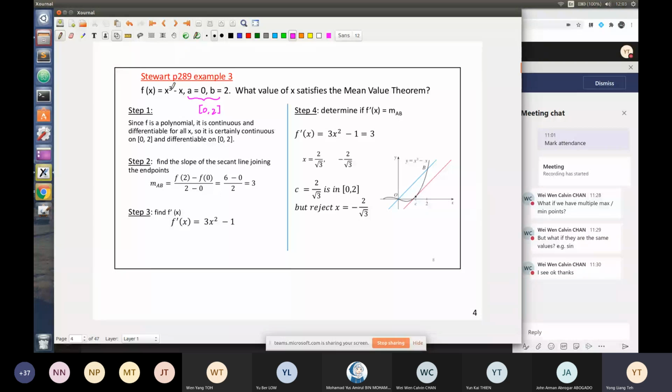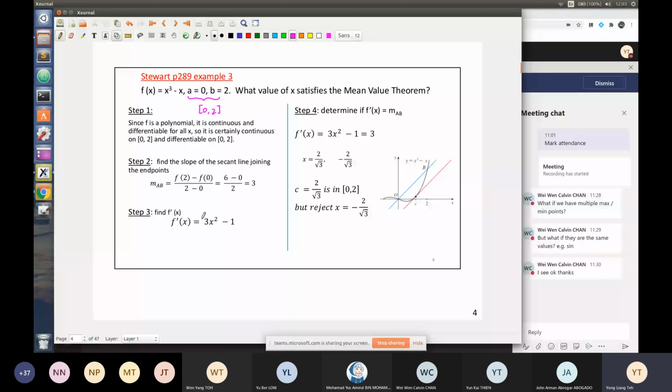So f is a polynomial, therefore continuous and differentiable in R. So the two conditions are satisfied. Hence we find the slope of the secant line. The slope of the secant line is just f(2) minus f(0) divided by 2 minus 0. So we get (6 minus 0) over 2, which is 3. Hence we are asking, where is the point c such that the gradient of the tangent is equivalent to 3? So we find f prime, which is 3x squared minus 1.